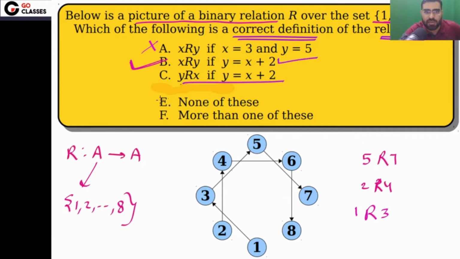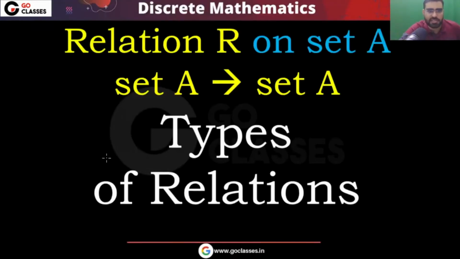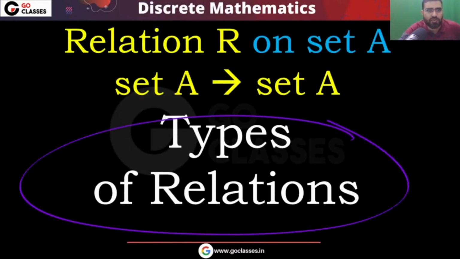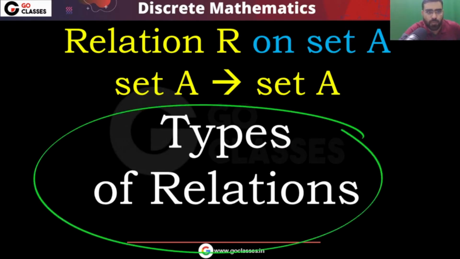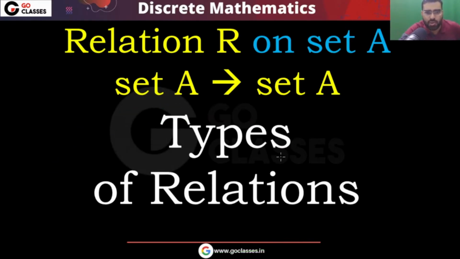What about this one? This is not correct. This is saying that Y is related to X, then Y is equal to X plus 2. This is false. Why? Because you can easily see that 4 is not related to 2. 2 is related to 4, but 4 is not related to 2. So the answer for this question will be option B. Very simple. Now let's see the next. So what are the types of relations? For any relation, you can have many different properties, or I can say types of relation. Either you can call them property of relation, or you can call them types of relation.